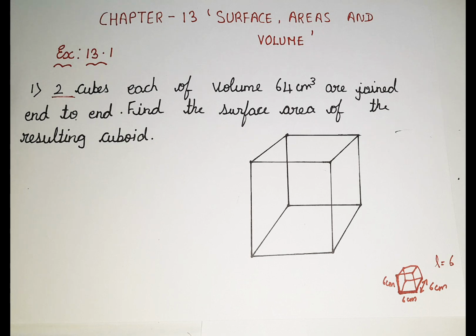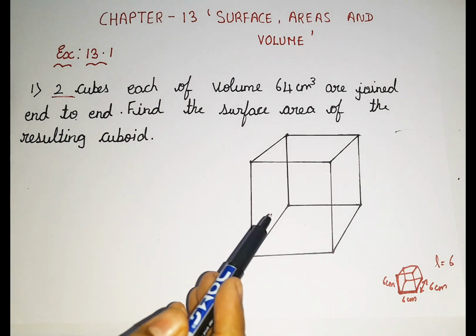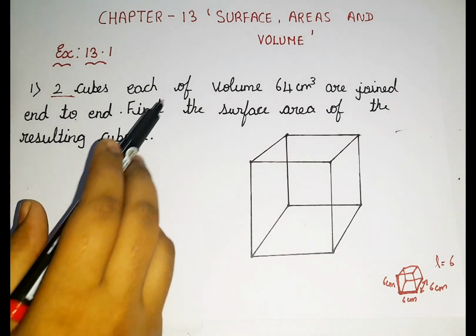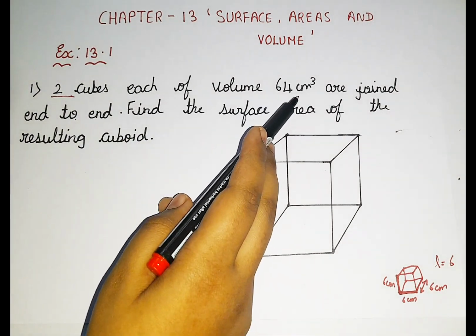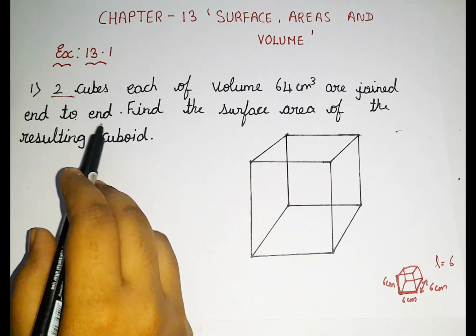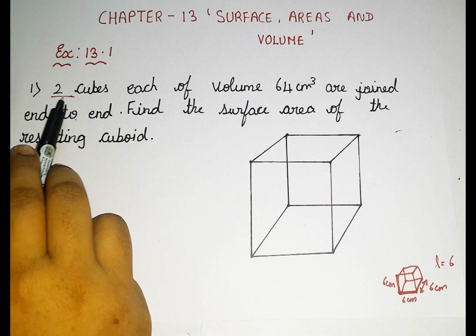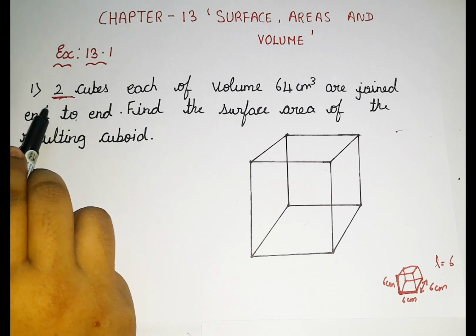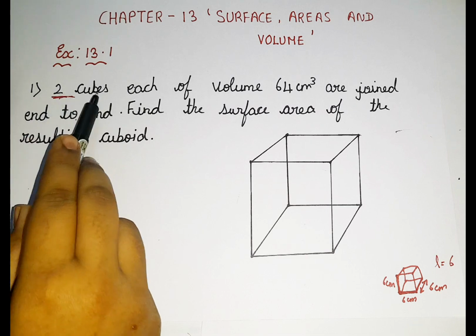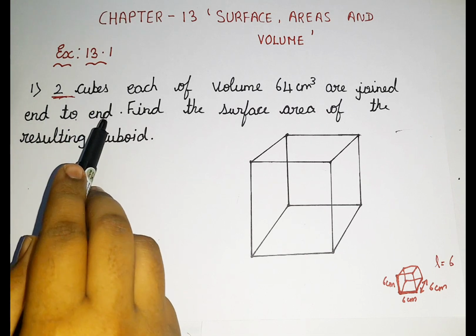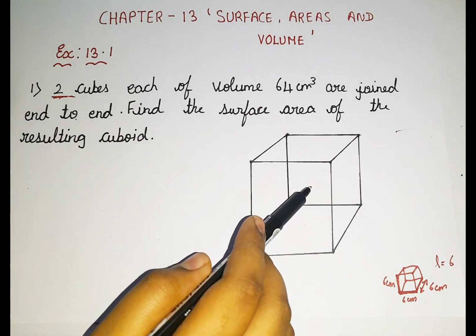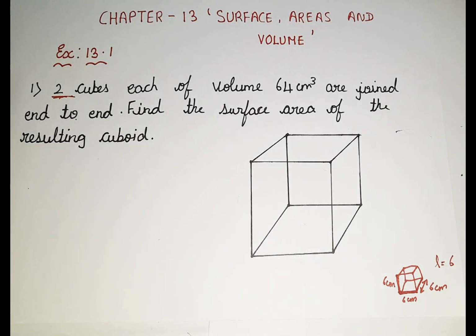Now here there are two cubes, but here you can see a single cube. Each of volume 64 cm cube are joined end to end. So what is joined end to end? Here they mention two cubes. This is really important, please concentrate. The two cubes are joined end to end. So I am supposed to draw another cube joined to this particular cube. I'll just draw it.